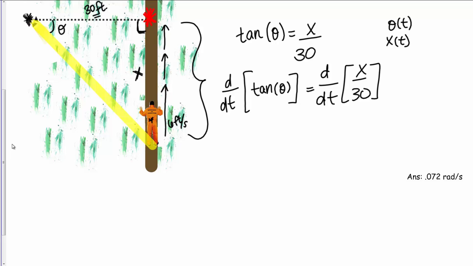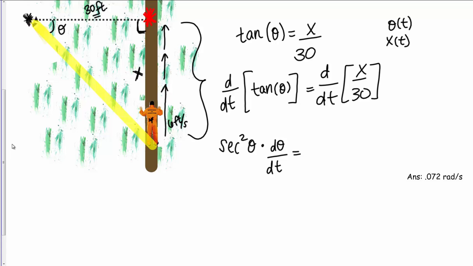Okay, so what's the derivative of tangent? Well, we know it's secant squared. So the derivative of tangent theta is secant squared theta. But because theta is a function of time, I need to multiply by that derivative. So this is going to be times d theta/dt.